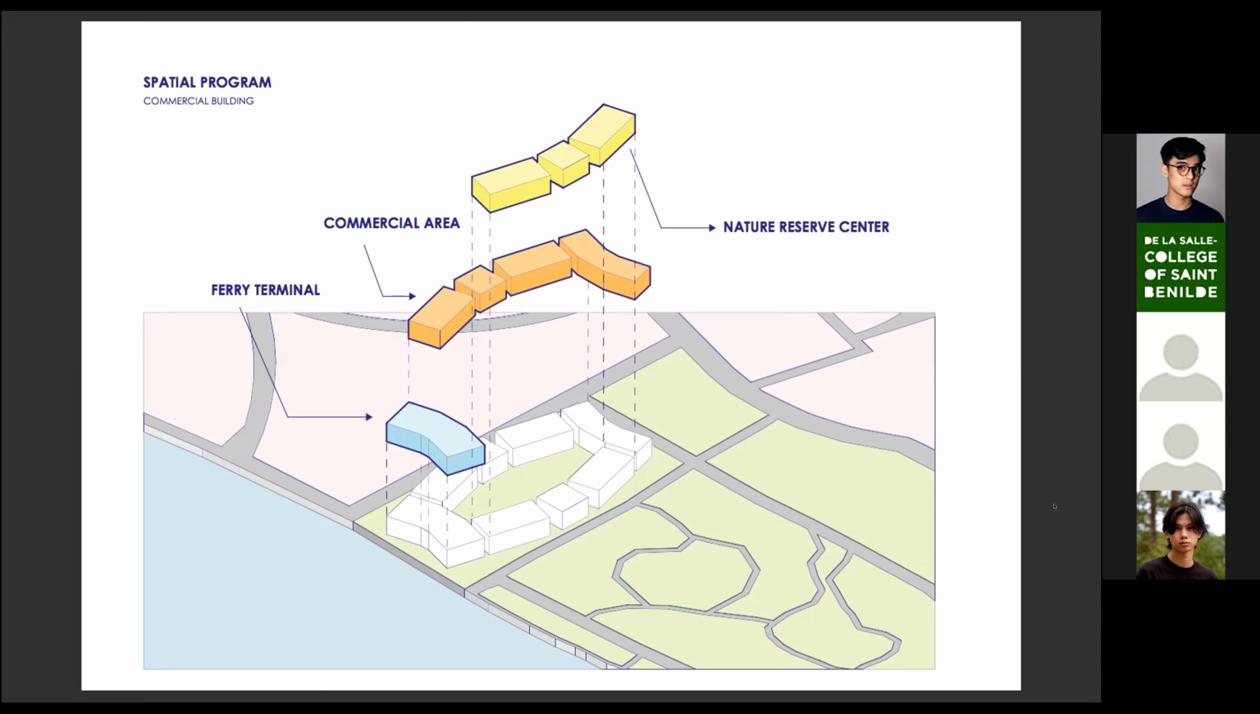For example, the ferry terminal serves as a point of tourism for visitors. This area is connected to the commercial area that also serves as a community center. We envision the commercial areas to serve thousands of Manileños on a daily basis, comprised of students, employees, and tourists. And the Nature Reserve Center, adjacent to the Arroceros Forest Park, will allow visitors to enjoy the diverse environment.